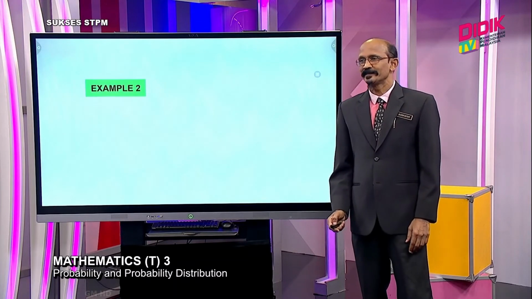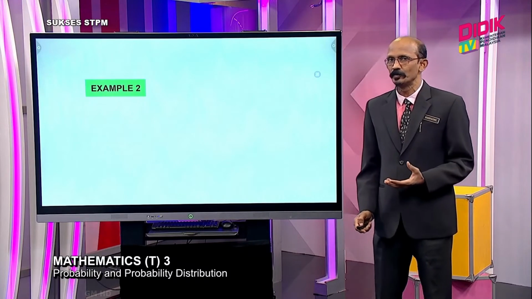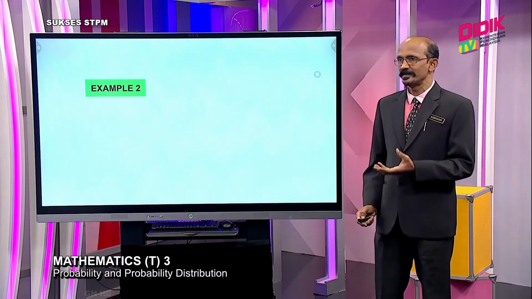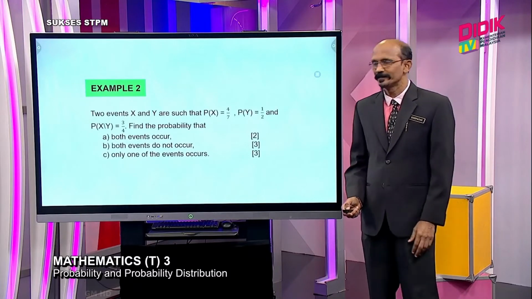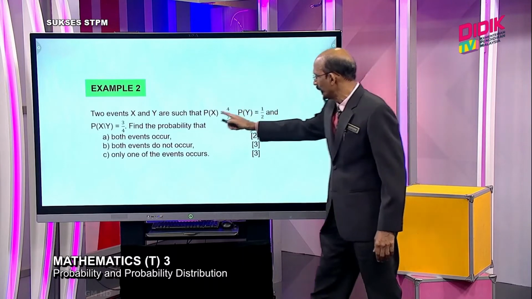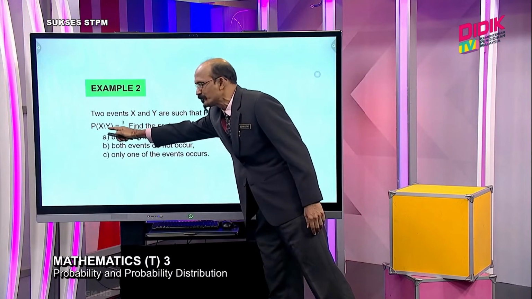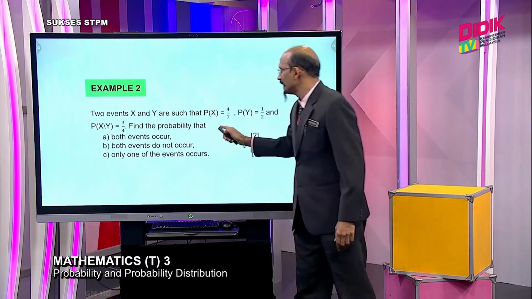Let us see one example, Sean, where I try to apply all the probability statements. Two events, X and Y, such that probability is given. Once you see it like this, of course you know these are conditional events. Then the question is, find the probability that.